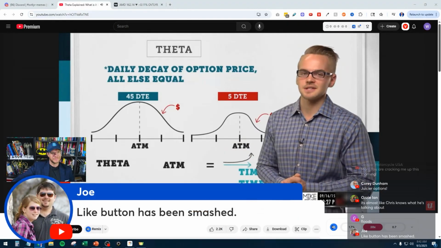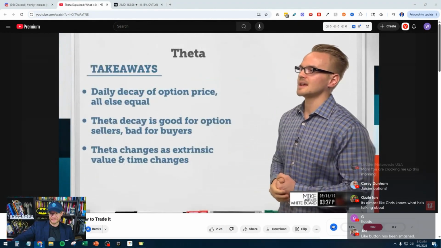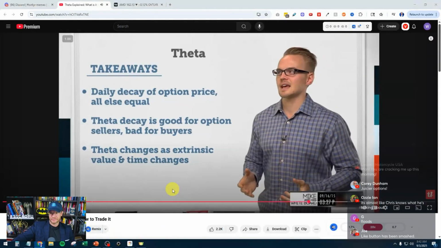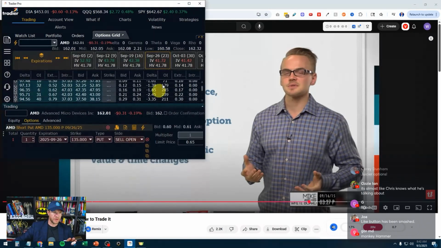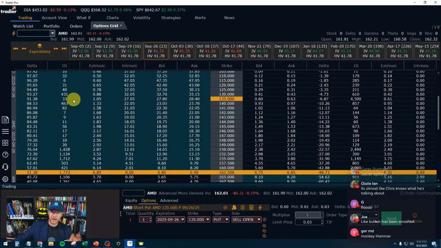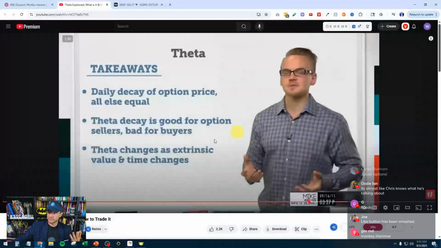So let's get to some takeaways here. Our first takeaway is that theta is the daily decay of an option. All right, daily decay of an option's price. As we talked about, yes, completely agree. It is a real thing, but that is the price to pay as an options trader. It is the price you have to pay to have this sort of leverage that you won't get otherwise. You're not going to get the sort of leverage you can get with options unless you understand that this is the cost associated with that happening.